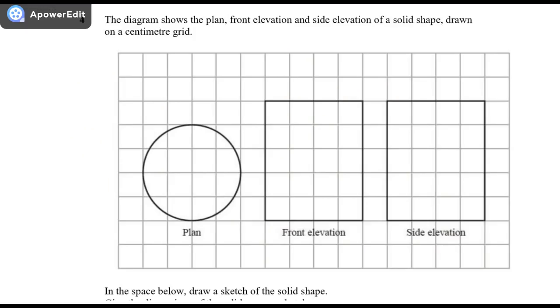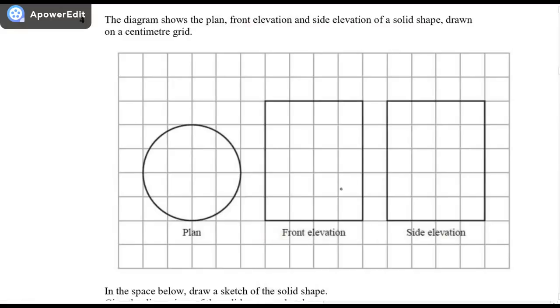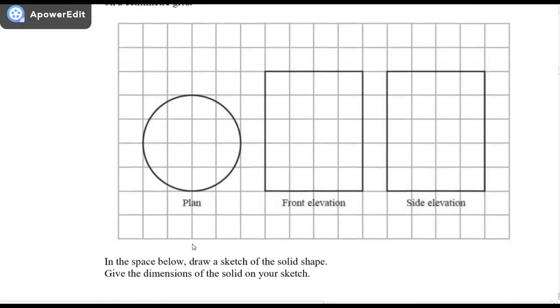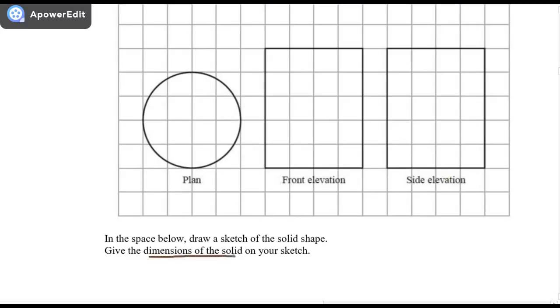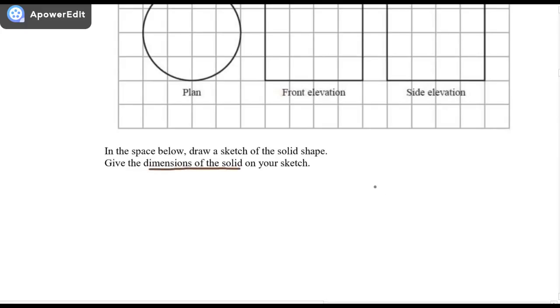In question 4, here we have the front elevation and side elevation. We have to draw a sketch of this shape and make sure we draw the dimensions, we're not gonna miss this one as well. So we got this rectangle, and this is a circle. So this is going to be only one shape, a cylinder. We can draw nicely with the pencil. We're gonna draw one circle over here, and we're gonna draw here. So try to draw a little bit of curve here.